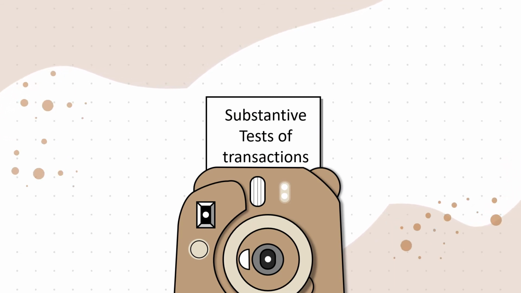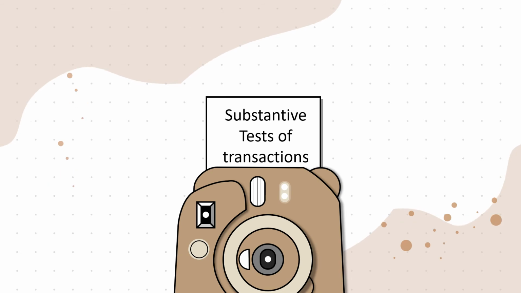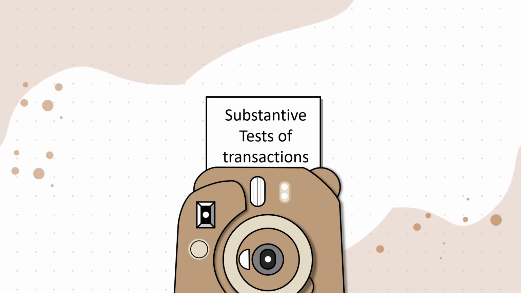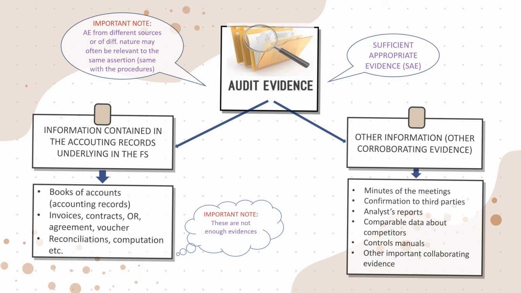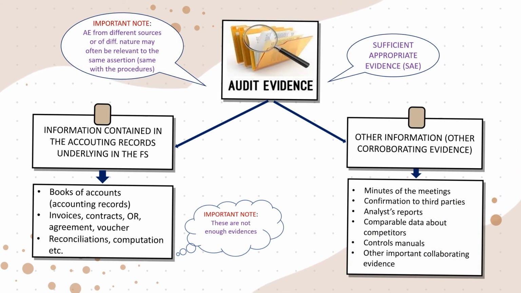So, tapos na yung transaction cycle. So, pumunta naman tayo sa substantive test of transaction. Before we discuss the substantive test of transaction, we will discuss first the audit evidence. So, pag kukuha tayo ng audit evidence, it should be sufficient, appropriate evidence. So, pag sinabi nating sufficient, it pertains to the quantity. And pag sinabi nating appropriate, it pertains to the quality of evidence.